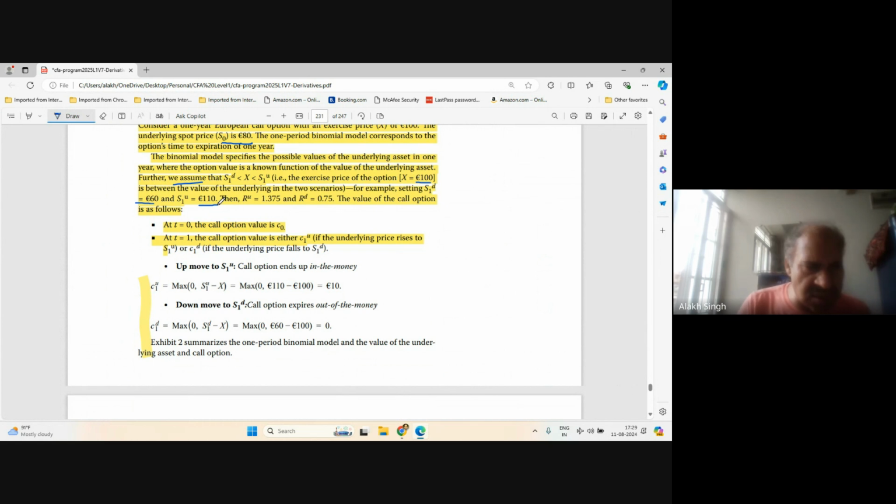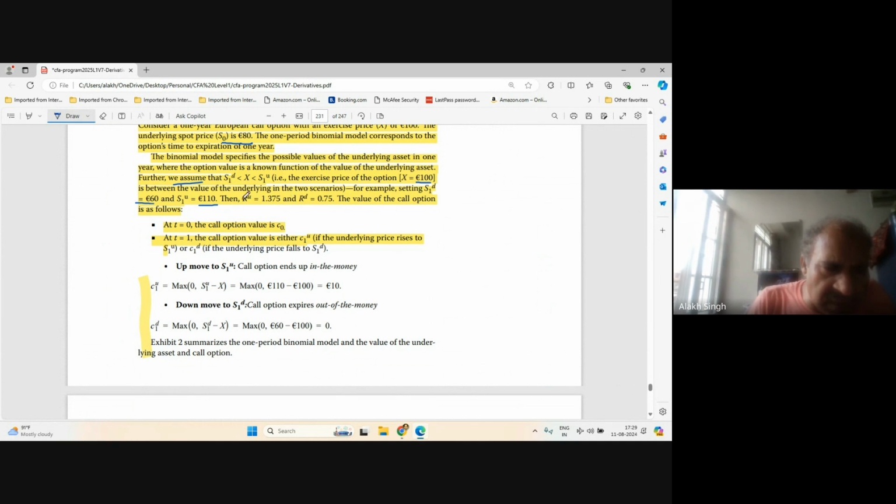Yeah, so this one is clear. That is what information was used here: S1U is 110 and S1D is 60. Now, if S1D is 60 and the exercise price is 100, what will be the value of the call? It will be 0, no payoff.